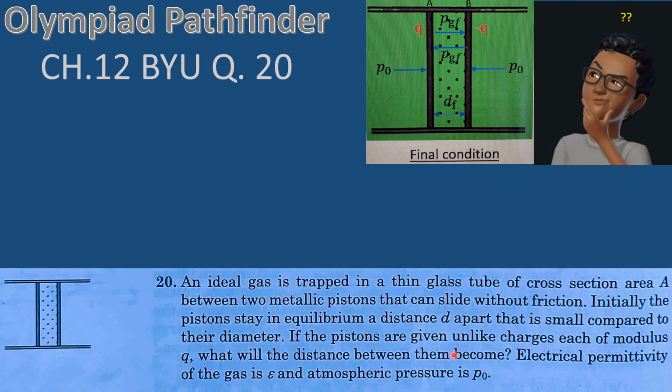If the pistons are given unlike charges, each of modulus q, what will the distance between them become? Electrical permittivity of the gas is, you read it as epsilon naught, there's a printing mistake, and atmospheric pressure is P naught. So let us solve this question.